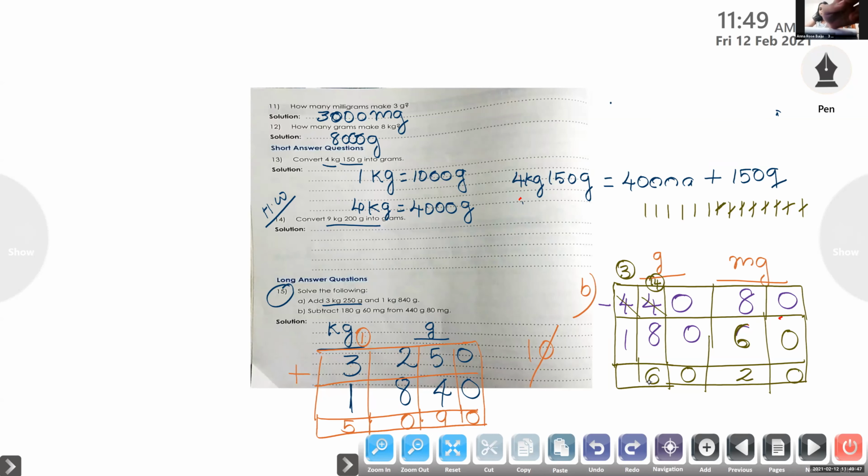Now the next is 3 minus 1. Take 3 fingers, close one finger. You get 2. So, 260 grams 20 milligrams. That is the answer. This is the way you have to do subtraction. Question number 16, the same way you can do as homework. One subtraction is there, one addition is there.